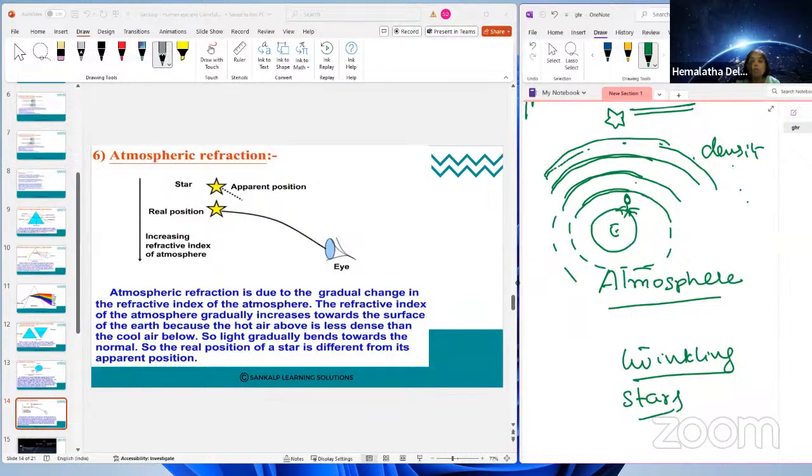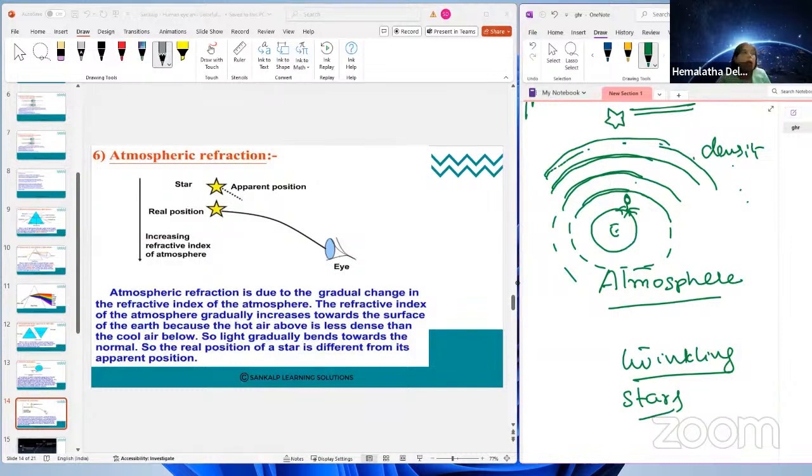Now, if you continuously observe one star, what happens? Sometimes it will be bright, and sometimes it will be dull. So that is what happens. Fluctuation takes place in the brightness of the star. That is known as twinkling of stars.